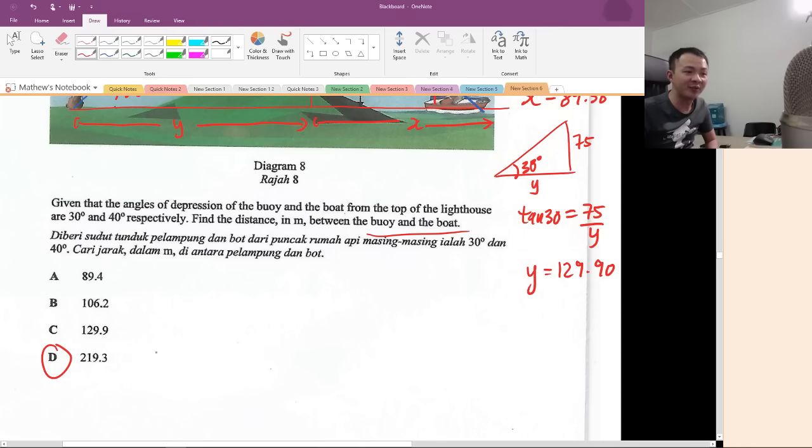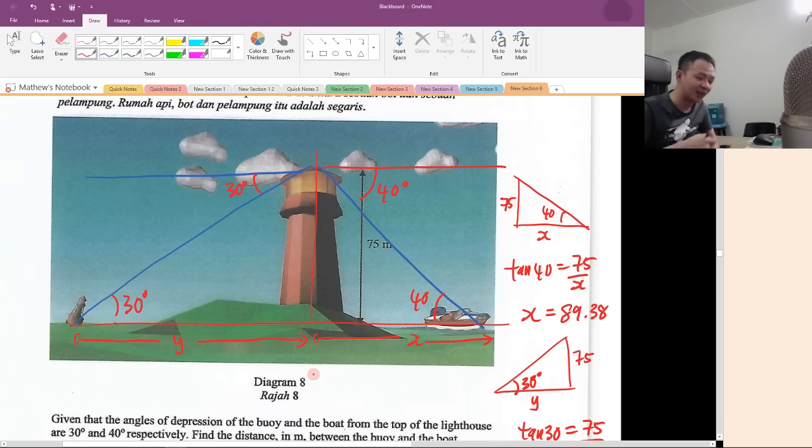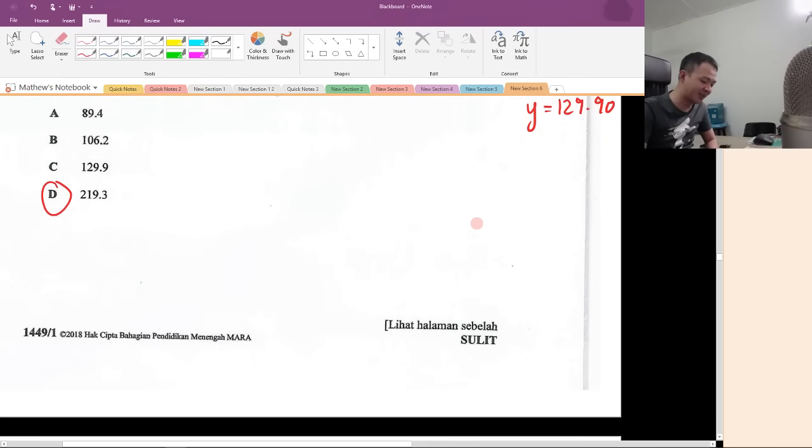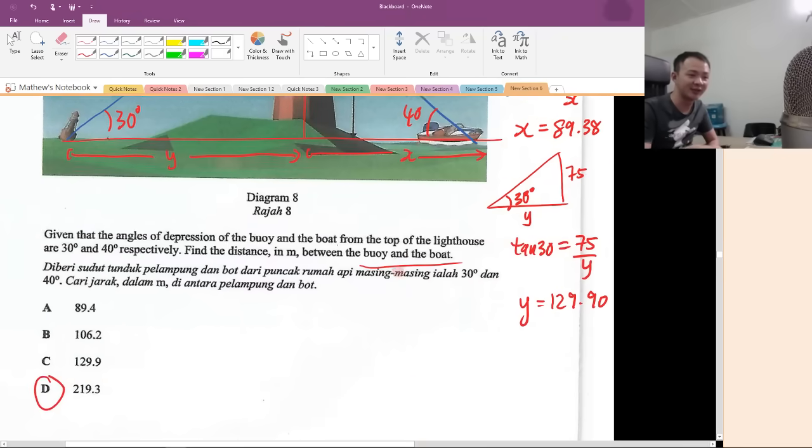The 75 meters is given here. The height of the lighthouse is 75. So it's given, and you just need to add both of them together. It's quite easy. You draw out the two different triangles here, then you solve it to find the distance X and distance Y here. Then you should be able to see the answer.